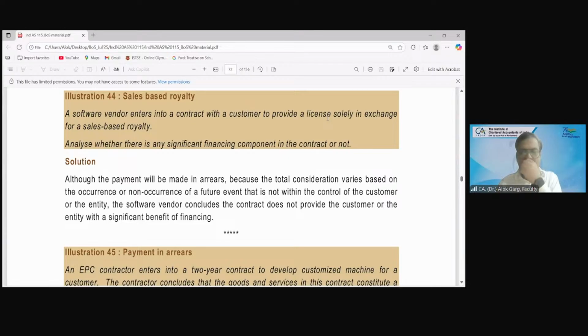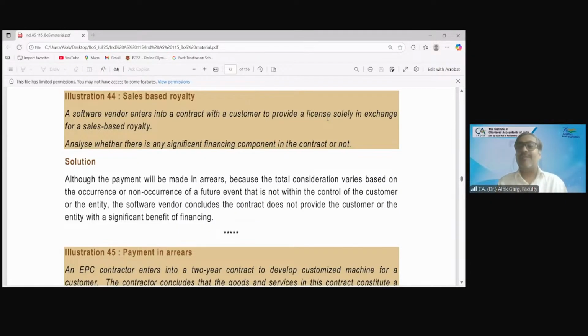So they are only exchanging that license. The other person is providing the royalties, right? So basically, this is a kind of variable consideration. For example, if this software vendor has given a license and this customer is not able to make any sales, is the vendor entitled to any amount? The answer is no. Second, when the sales will happen and how much the quantum of the sales will be depends on the future outcome, on the happening or non-happening of some future events, right?